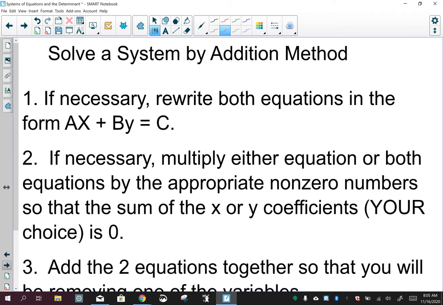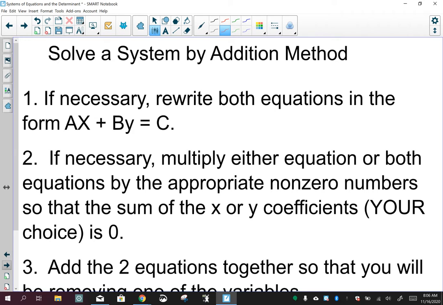So let's talk about addition method, because addition method is a little bit more difficult because there's a little bit more moving pieces here. So the end result's going to still be the same. You're still going to want to get one variable by itself so you can solve, and you're still looking for an ordered pair. The key on the addition method is that you're going to want to cancel out one of the variables.